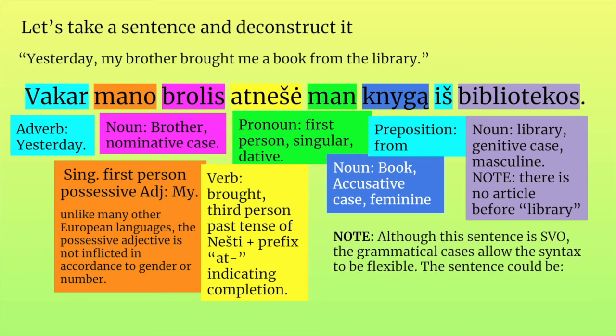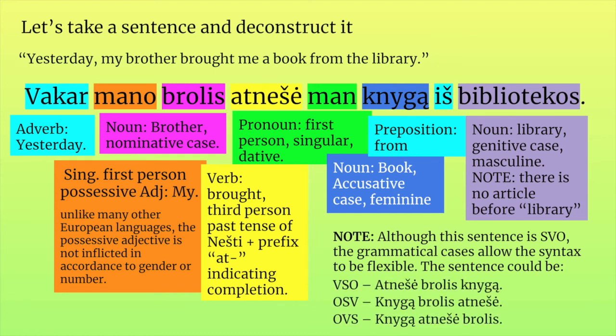Note, although this sentence is SVO, the grammatical cases allow sentences to be much more flexible than in English. The sentences do not necessarily have to be subject, verb, object. They might just as well be verb, subject, object, vice versa. The meaning does not change. Verb, subject, object would be atnešė brolis knygą. Object, subject, verb would be knyga brolis atnešė. Object, verb, subject. Knyga atnešė brolis.